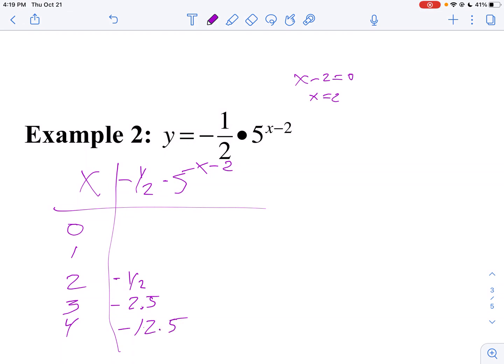Let's go back and do x is 1. When x is 1, 1 minus 2 is negative 1. So 5 to the negative 1 power was 1/5. So we get negative 1/10, which I'll write as negative 0.1. Let's do 0. So 0 minus 2 is negative 2. So 5 to the negative 2 power is 1/25. So negative 1/2 times 1/25 is negative 1/50.